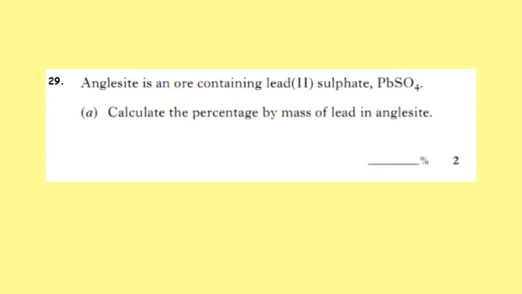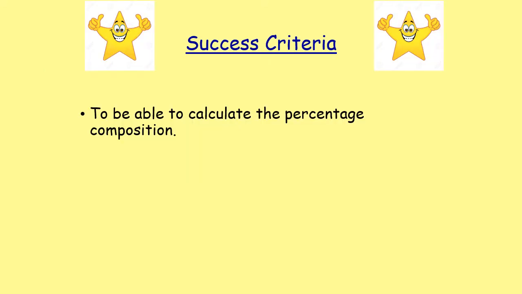Here's another one. Anglesite is an ore containing lead sulfate. What is the percentage by mass of lead in anglesite? Again, you might want to give yourself some time to do this question by pausing the video. For this one, the percentage of lead in the compound is 68.3. That's because the mass of lead is 207. The formula mass of lead sulfate itself is 303. 207 divided by 303 equals 68.3%. So hopefully at this stage you are able to calculate percentage composition.